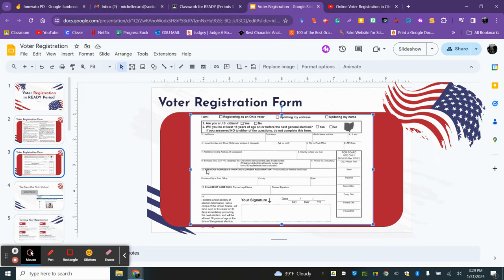What you're going to do now is you're going to go down here and put today's date, which is February 1st, 02/01/2024. And then in the signature box, you are going to sign your name in cursive. You are declaring under penalty of election falsification, I am a citizen of the United States, will have lived in the state for 30 days immediately preceding the next election, and will be at least 18 years of age at the time of the general election.